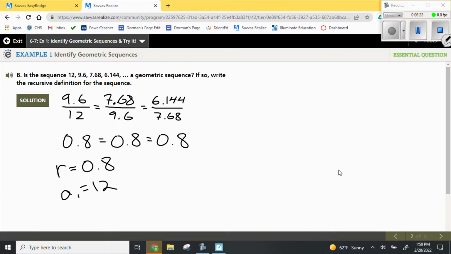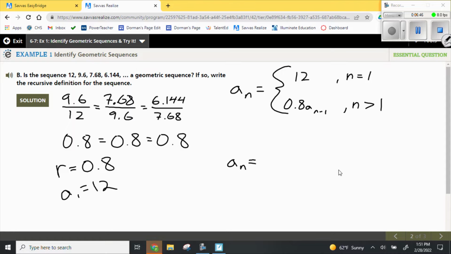And so our recursive definition is going to look like this. We have a sub n is equal to, remember, a sub 1 goes right here, 12, and that's for n equal to 1. And over here we have 0.8 times a sub n minus 1 for n greater than 1. For our explicit definition, we have that a sub n is equal to a sub 1 times r, which is 0.8, to the n minus 1 power.